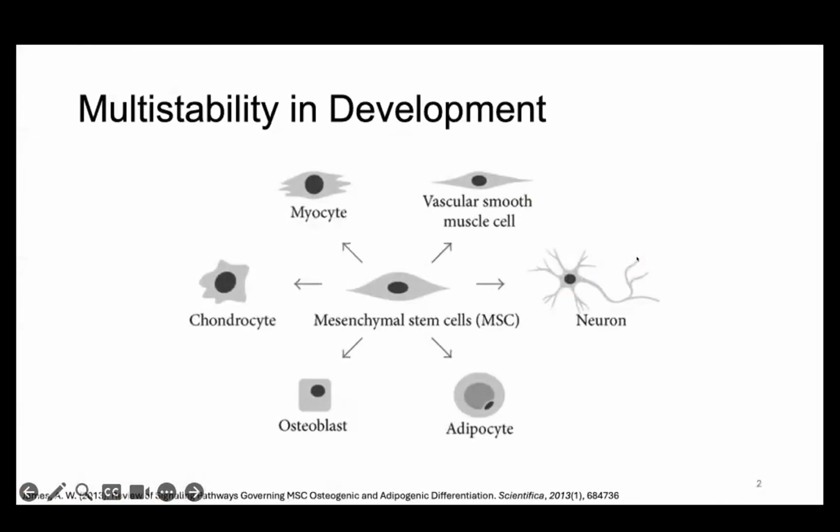So one first thing that is striking in development is multistability. For example, a mesenchymal stem cell can become either a neuron or a muscle cell, but there is nothing in between. It will eventually lead to one of these cells.